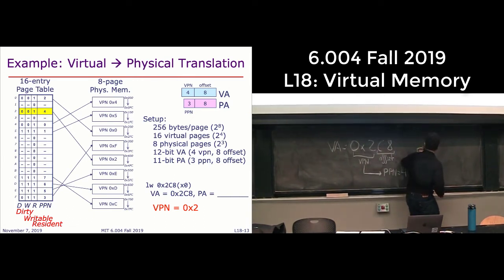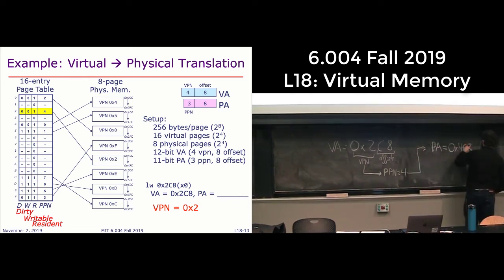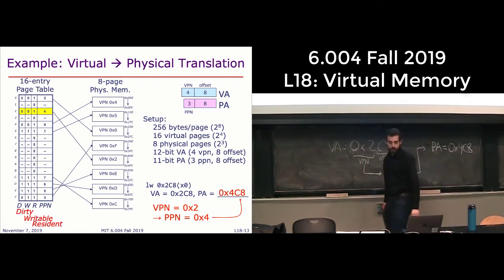So now our physical address is 0x4, the physical page number, concatenated with the offset, right? Okay, any questions?